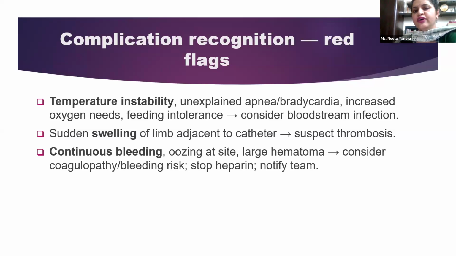And if there is sudden swelling of the limb adjacent to the catheter, then we can suspect thrombosis. And if there is continuous bleeding or oozing at the site or some large hematoma, we need to think there could be coagulopathy or a bleeding risk. And if the patient is even on low dose heparin, we should stop that heparin and notify the team.